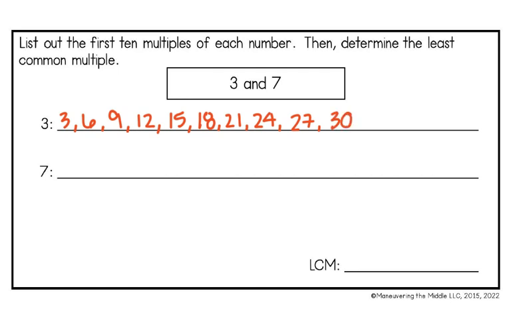So now we're going to move on to sevens. 1 times 7 is 7. 7 times 2 is 14. 7 times 3 is 21. 7 times 4 is 28. 7 times 5 is 35.